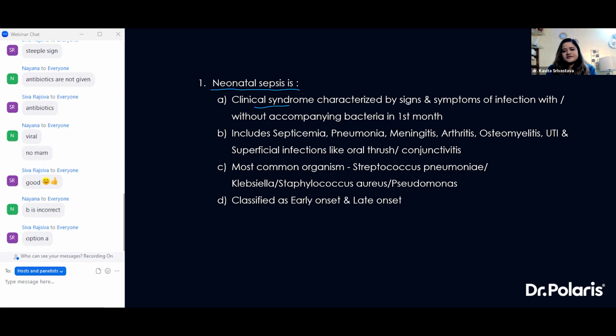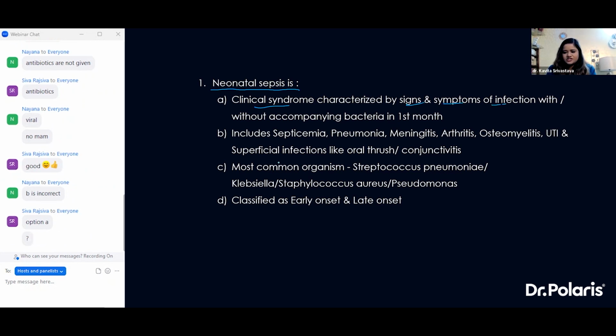Clinical syndrome characterized by signs and symptoms of infection without accompanying bacteremia in the first month. So that is absolutely right. In the first month of the baby, that is till the baby becomes at least 28 days old, any kind of infection onset which only presents with signs and symptoms of infection without exact isolation of the accompanying bacteria in the first month, we treat it as neonatal sepsis.